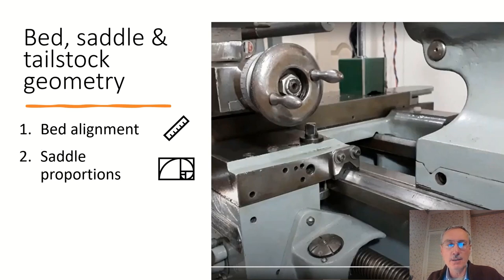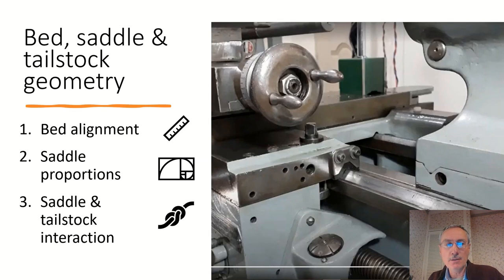And secondly, the saddle proportions. How can you design the proportions of the saddle, its width and its depth, in such a way that it is accurate and doesn't bind? And then thirdly, how can you design the saddle and tailstock to ensure that you get good access to the work wherever you are along the bed?